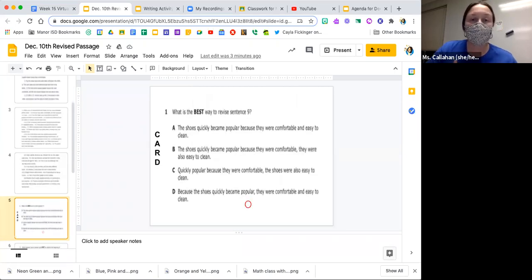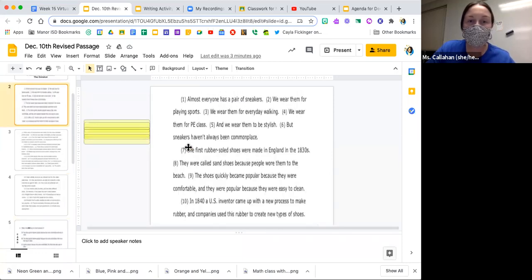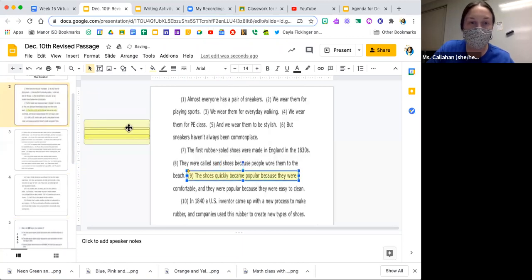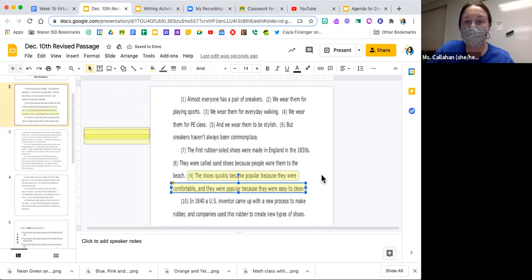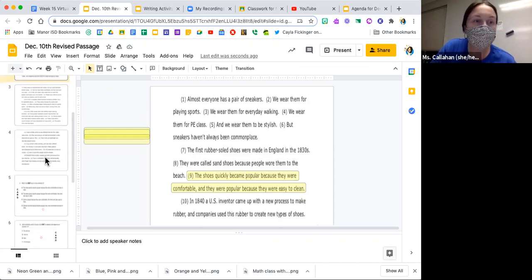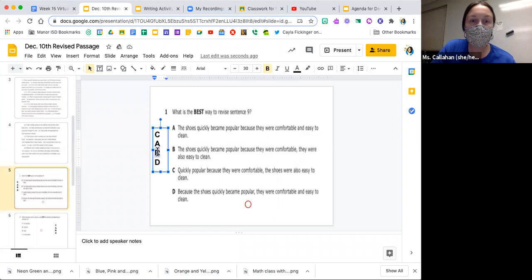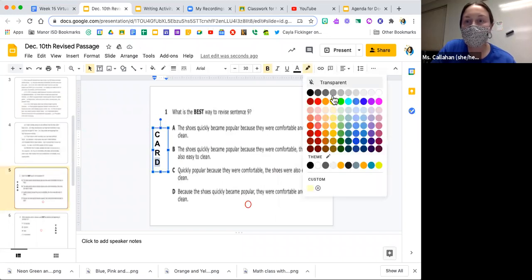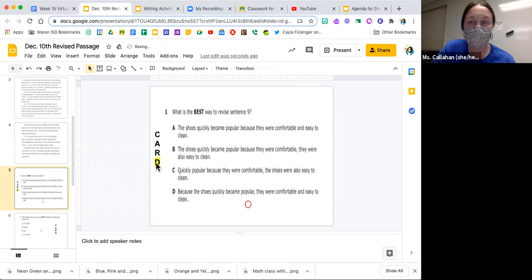Okay, number 1 says, what is the best way to revise sentence 9? So we're going to flip up to sentence 9, drag our highlighter strip over sentence 9. And this is the part that I am doing with you. Highlight the whole sentence, reread it, okay? These shoes quickly became popular because they were comfortable, and they were popular because they were easy to clean. Well, here I see some repeated ideas. They already told us that they were popular, and then they said it again. So I know here, I'm going to need to delete a repeated idea, okay? So I'm going to highlight D for delete.